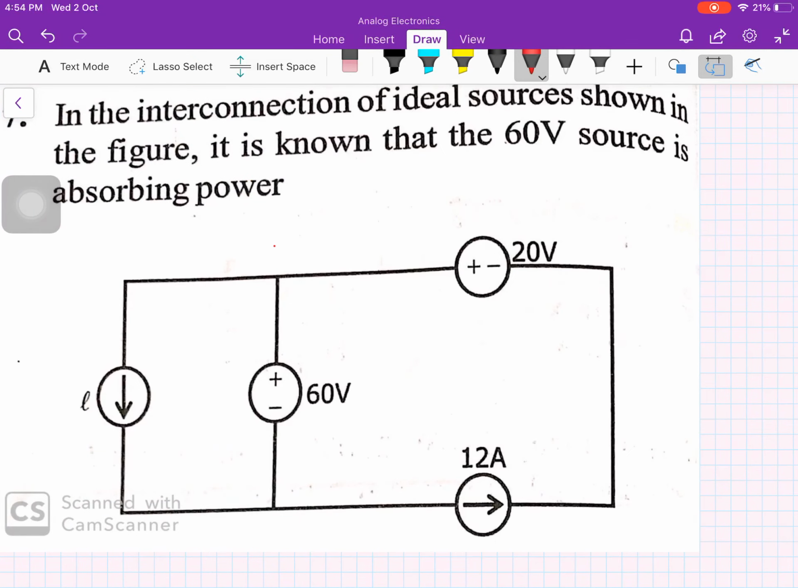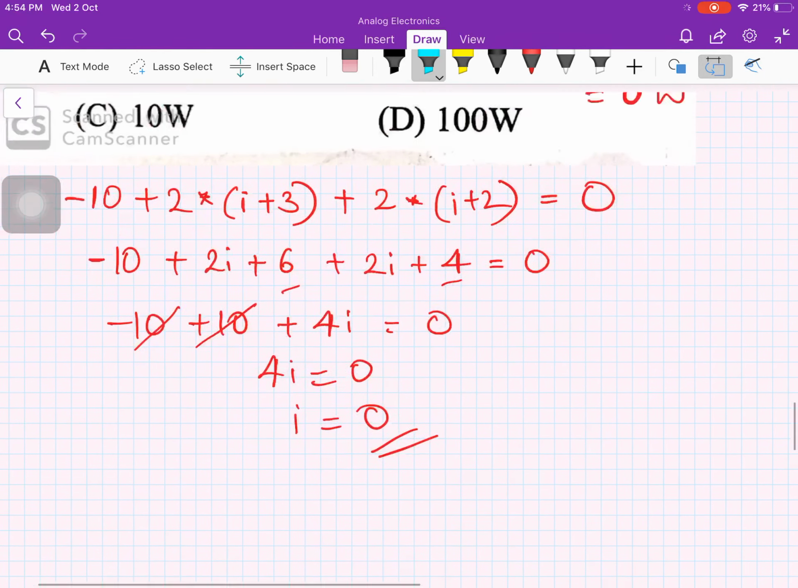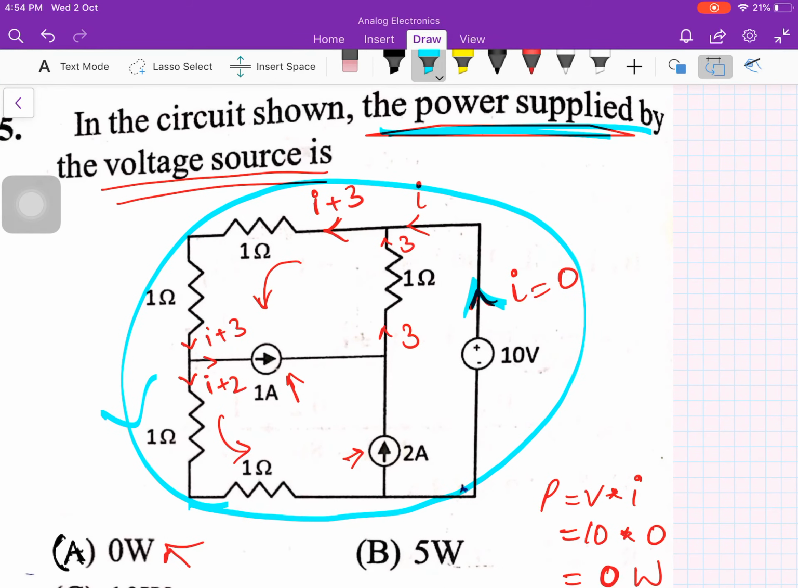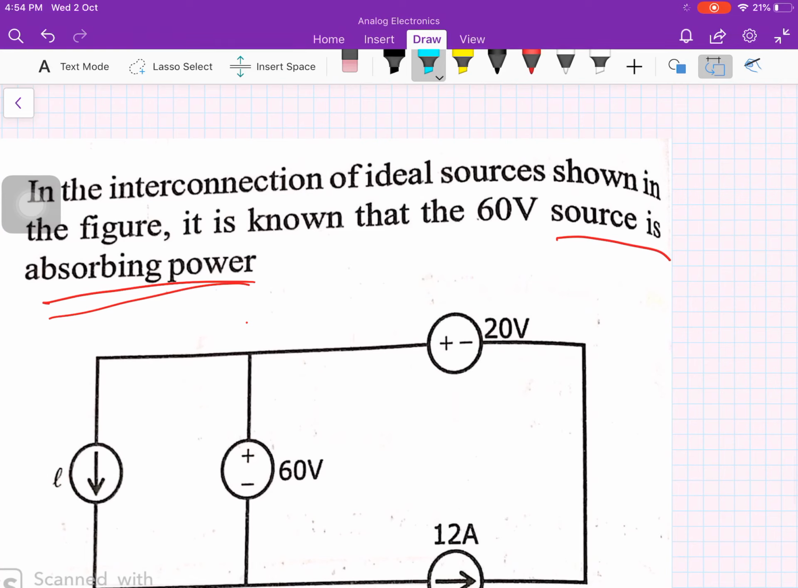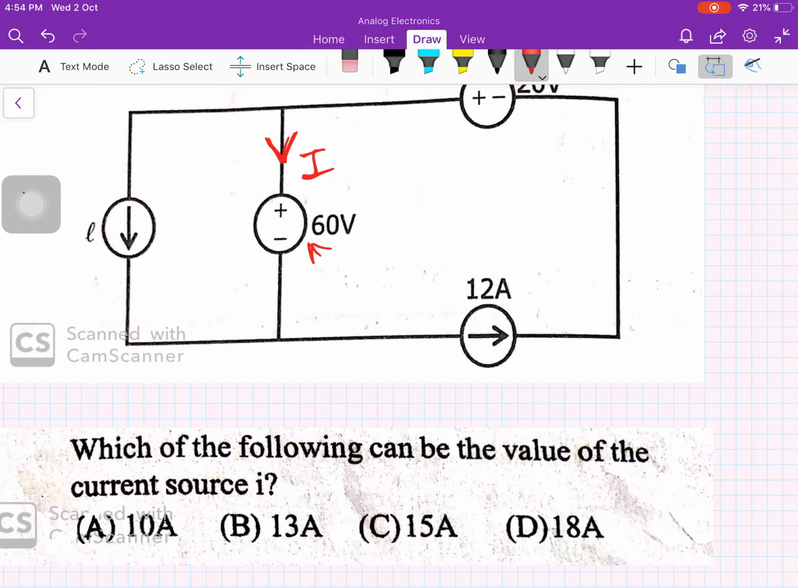Okay. Now in the interconnection of ideal sources shown in the figure, it is known that the 60 volt source is absorbing power. In the previous case, it was supplying power, so the current was in this direction, correct? But now it is absorbing power. So since the 60 volt source is absorbing power, the current will be in this direction, and mark it as capital I. Which of the following can be the value of the current source I? So they want to know the value of this current source I.